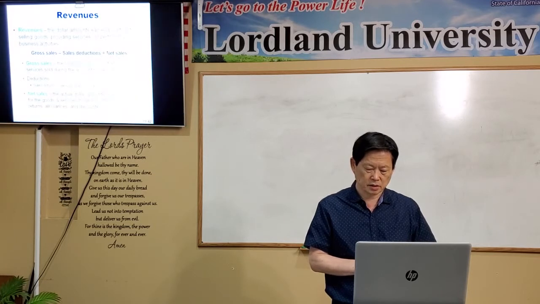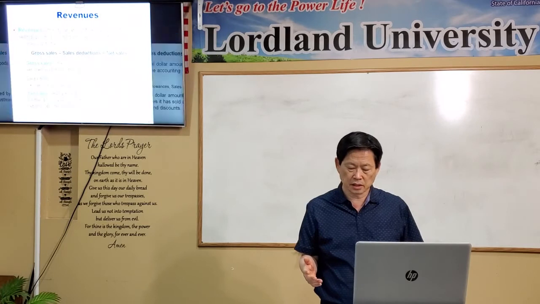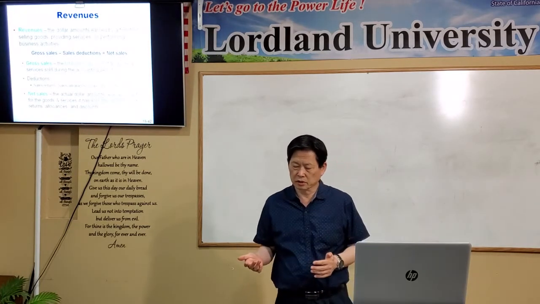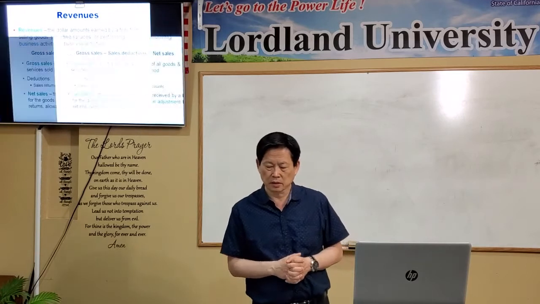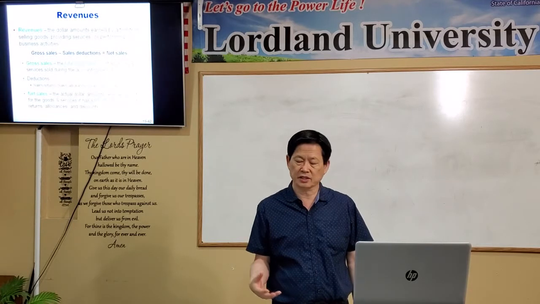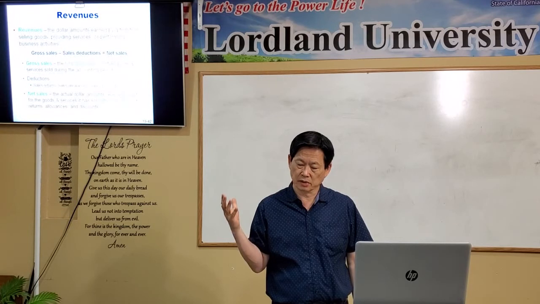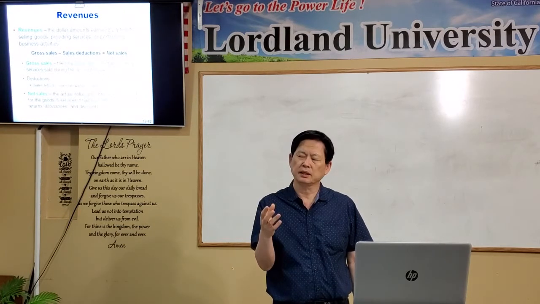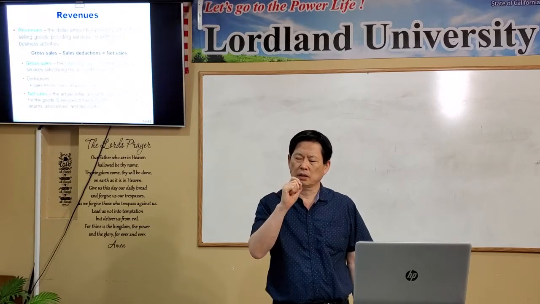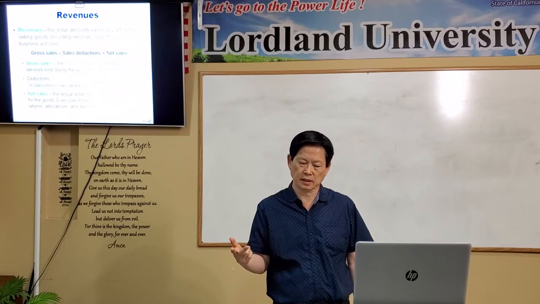Deductions. There are several types of deductions: sales return deductions, sales allowance deductions, and sales discounts. Sales allowance means that I sold the product to the customer, but the product is defective. In that case, I tell the customer I will decrease the buying price. That is the sales allowance.